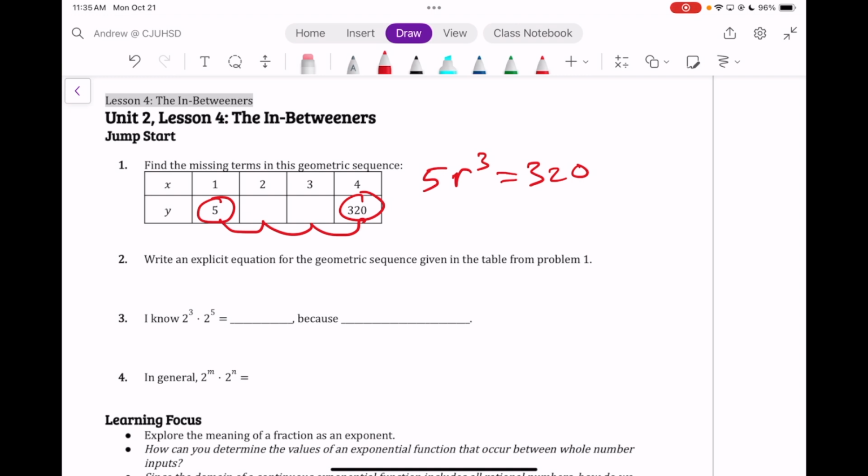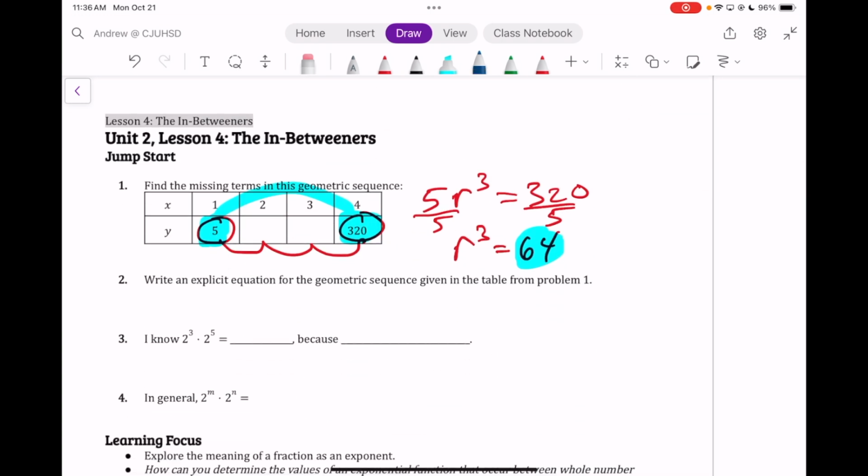Now, when we divide by 5, we're basically turning this into a single jump. We're saying that if you had 5 and you multiplied it by 64, you would get to 320. So how do we take 64 and break it up into 3 factors, each of the factors equal to each other? Well, we can't just divide by 3 because this is multiplying. But what we can do is turn to our calculator and do the cube root of 64.